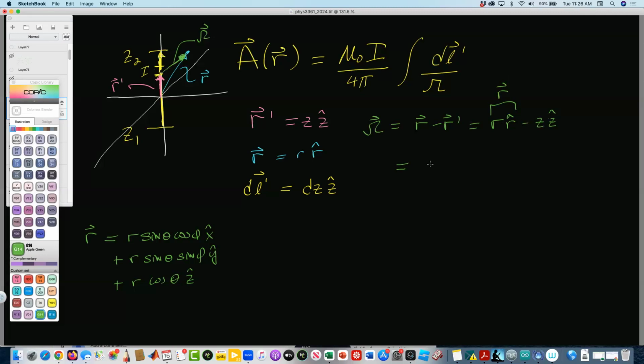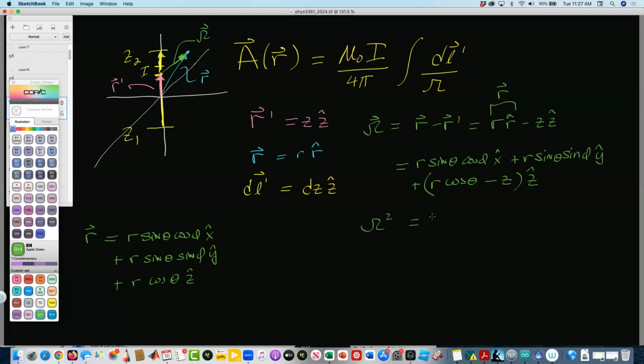So we have this stuff, r sine theta cosine phi x hat plus r sine theta sine phi y hat plus r cosine theta, and I'll do this minus z, all times z hat, right? Now that's our omega. Everybody agree? And now we're gonna get the length squared. I'll take the square root later. I just want to write it all down.